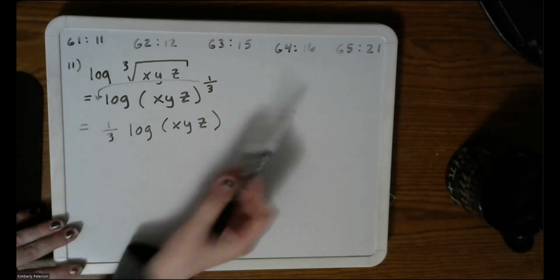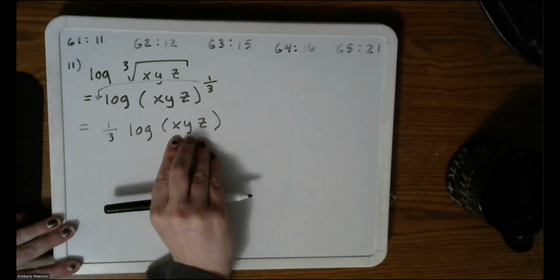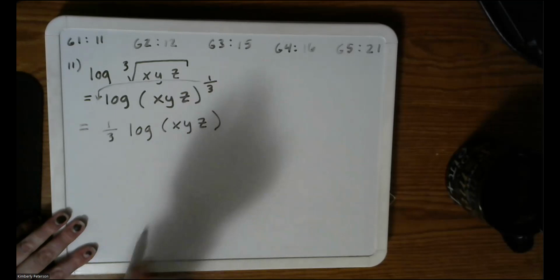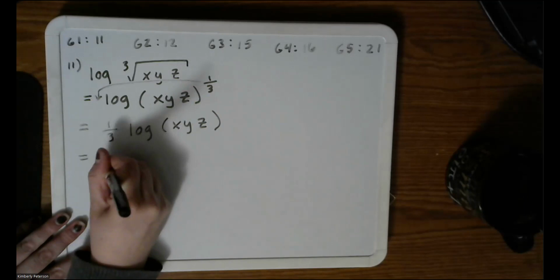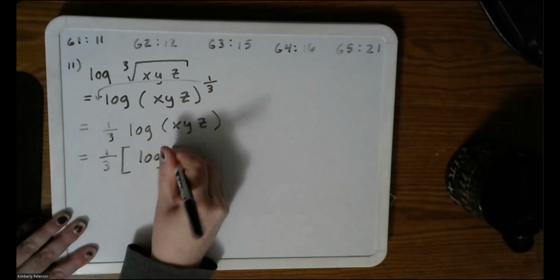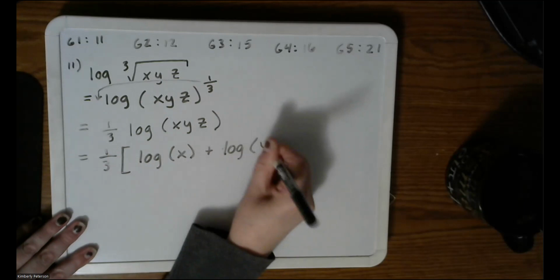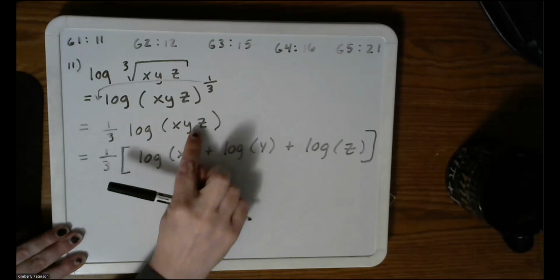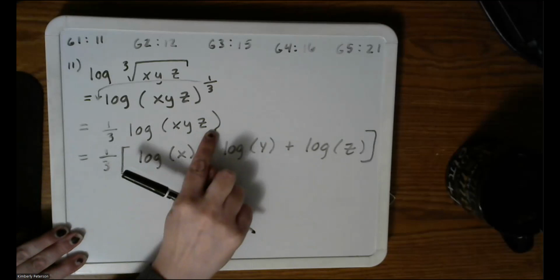Now, what happens to products? What do products turn into? Anybody remember? You can type it in the chat if you'd like. They turn into sums. So I'm going to take 1/3 out in front and multiply it by log of x plus log of y plus log of z. That was the first rule that I introduced, the product rule. It says if you have products, you can break them apart. Because I had three different variables, I have three different logs.